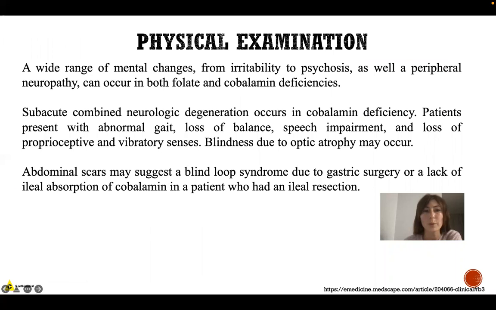A wide range of mental changes from irritability to psychosis, as well as peripheral neuropathy, can occur in both folate and cobalamin deficiencies. Subacute combined neurologic degeneration occurs in cobalamin deficiency. Patients present with abnormal gait, loss of balance, speech impairment, and loss of proprioceptive and vibratory senses. Blindness due to optic atrophy may occur.